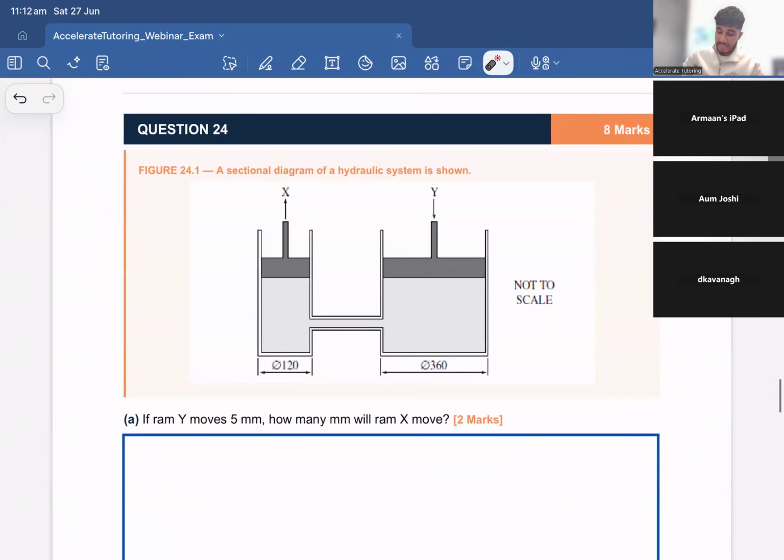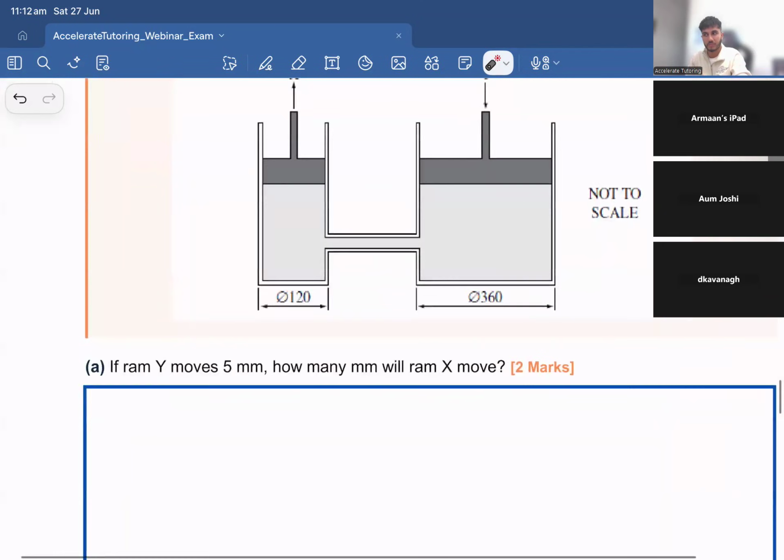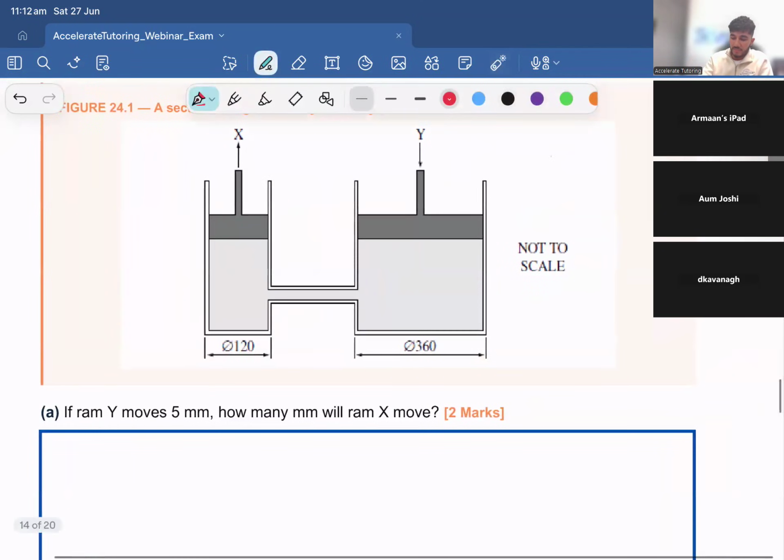Question 24, this is a hydraulics question. Pretty common to get this. If you're in year 11, I know you probably wouldn't have done a question like this yet. In year 12 and Mod 6, hydraulics is a big part with simple machines. For this, it's just applying Pascal's principle that pressure is constant everywhere. So our fundamental formula, as we know, pressure is just force over area.